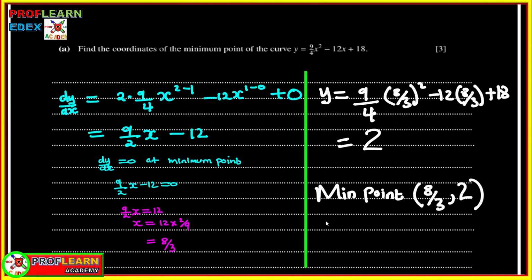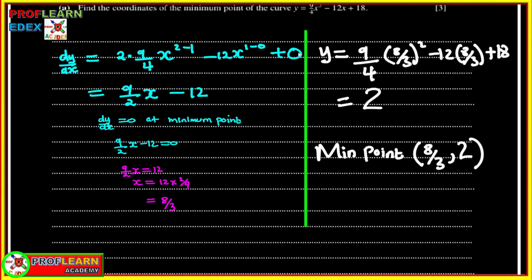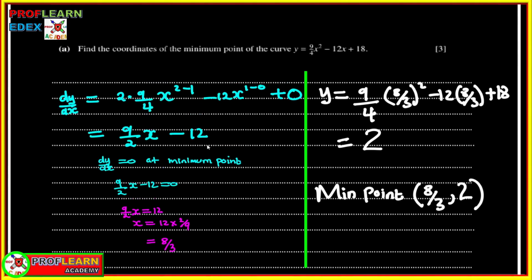And finally, number 20, we're supposed to find the coordinates of the minimum point of the curve. y is this. We are going to differentiate and equate that gradient function to 0. dy/dx at the minimum point is equal to 0, right? So if you differentiate this, we're going to get 9 over 2x minus 12, and simplifying and equating to 0, we're going to get the value of x as 8 over 3.